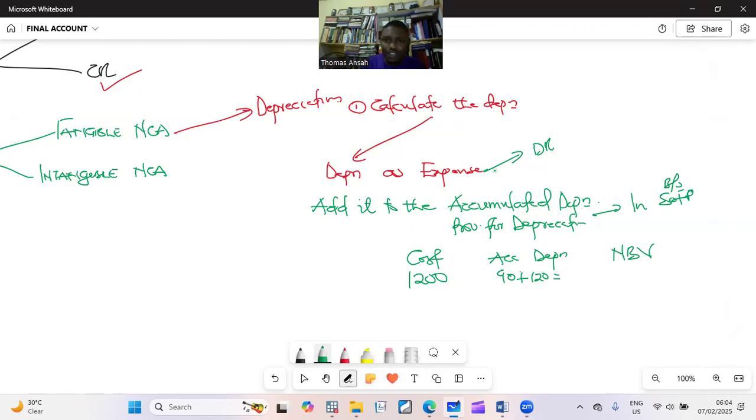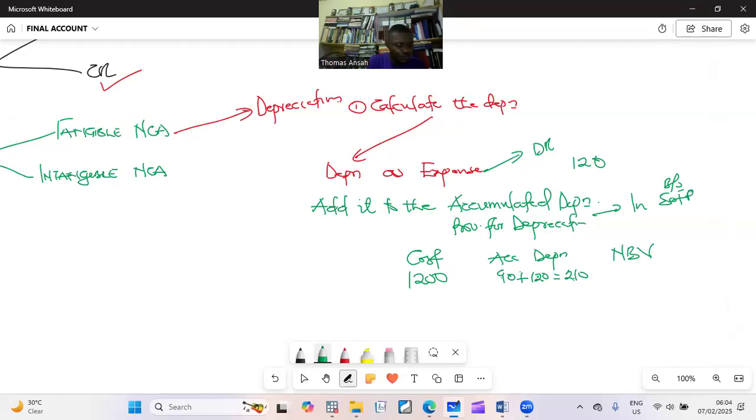So it means that in my depreciation expenses in the P&L, I'll write depreciation expense 120. Then I'll come and add that 120 to the one I already have, and that makes it what? 210. Is that not it? Good news is that you don't really need to do 90 plus 120 and write the 210. You can just punch it on your calculator and write 210 straight. All right, that is that.